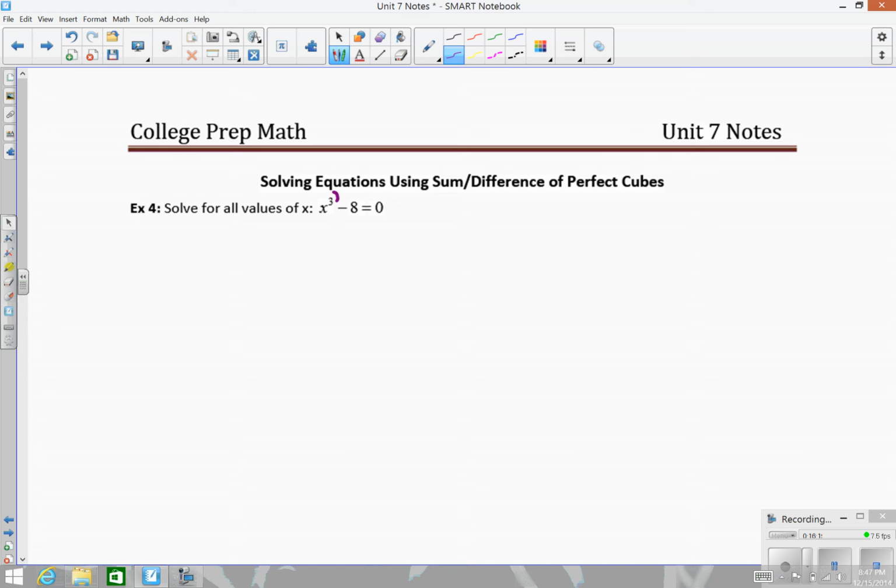So you have to remember, since it's an x to the third, that means that there's going to be 3 solutions. So what we're going to do is we have to look at factoring this. So this is going to be a difference of perfect cubes, because x to the third is a perfect cube and 8's a perfect cube. So I need to factor using difference of perfect cubes.